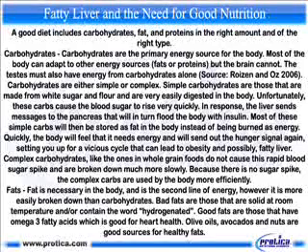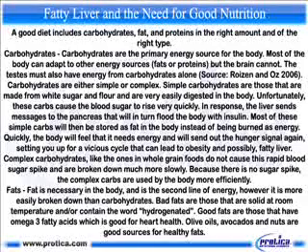Carbohydrates are either simple or complex. Simple carbohydrates are those that are made from white sugar and flour and are very easily digested in the body. Unfortunately, these carbs cause the blood sugar to rise very quickly. In response, the liver sends messages to the pancreas that will in turn flood the body with insulin. Most of these simple carbs will then be stored as fat in the body instead of being burned as energy. Quickly, the body will feel that it needs energy and will send out the hunger signal again, setting you up for a vicious cycle that can lead to obesity and possibly fatty liver.